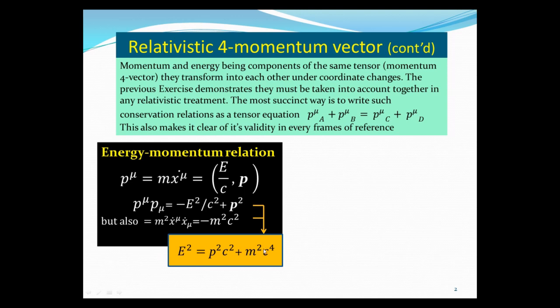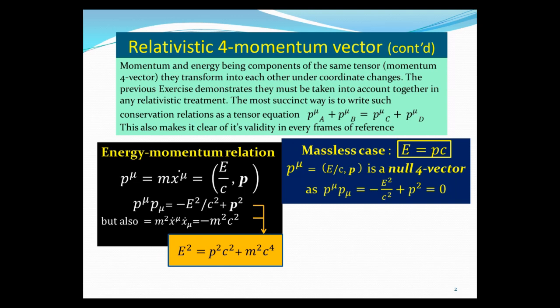This is clearly a very important result. It also shows that for the massless case, when m equals 0, E simply equals pc. So that's a simple relation between a massless particle's energy and momentum. Even though it's a 4-vector, it has 0 length, because this is the length of p squared if m equals 0.